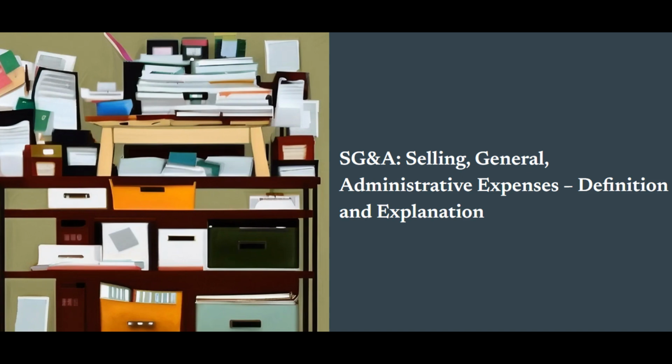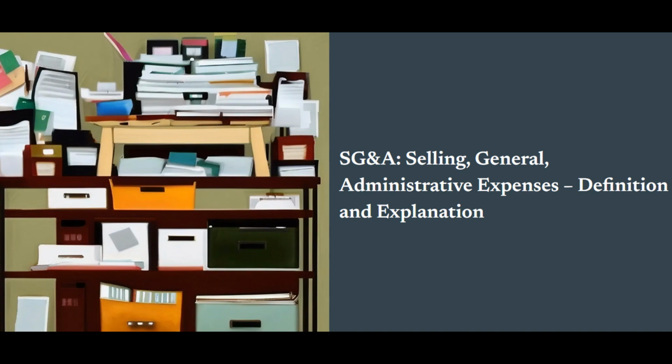Now, calculating SG&A is pretty straightforward. You simply add up all the selling, general, and administrative expenses for a specific period. For instance, if your coffee shop incurred $20,000 in salaries, $5,000 in rent, and $2,000 in marketing costs over a month, your total SG&A would be $27,000. Easy, right? But remember, this number is just one piece of the puzzle. It's essential to compare SG&A expenses to your total revenue to get a clearer picture of your business's efficiency.